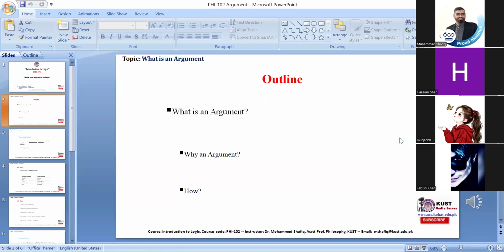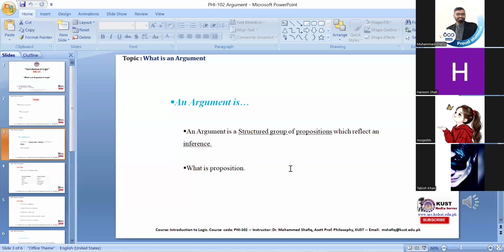So the outline for today's lecture is: what is an argument, why do we need to argue, and how do we construct and present our arguments. Let's begin with the definition of an argument. An argument is a structured group of propositions which reflect an inference.